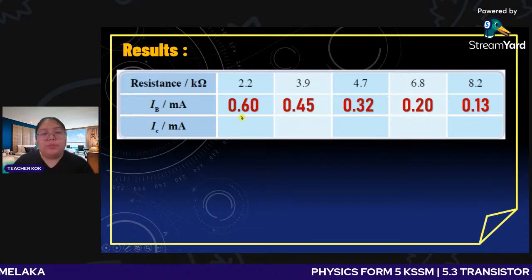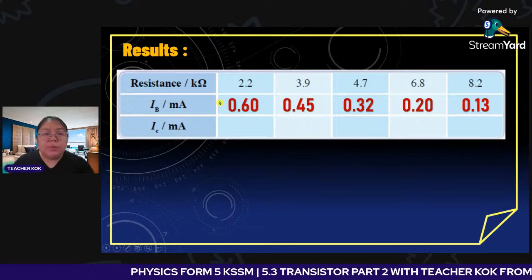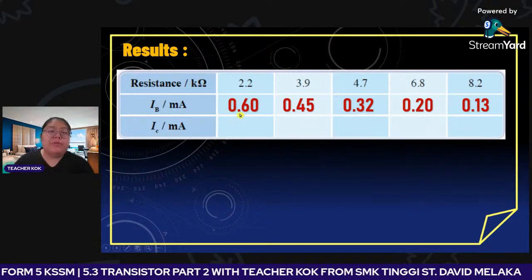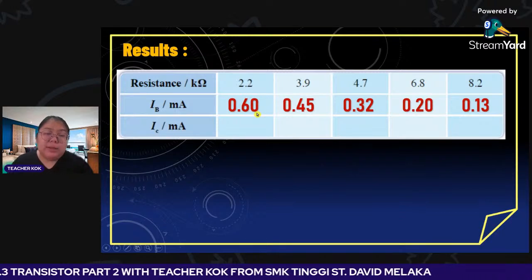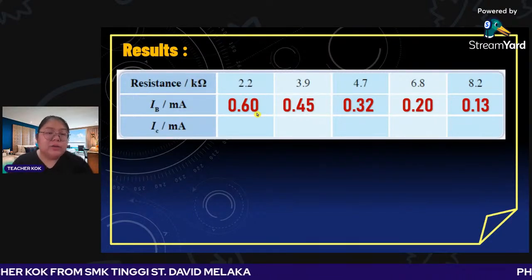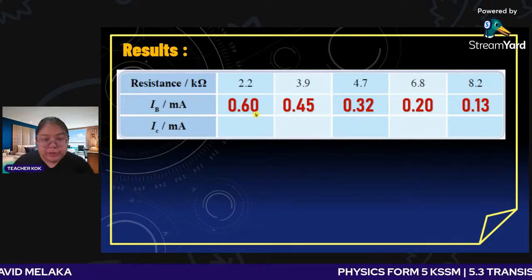Okay, IB drops from 0.6 to 0.13. When 0.6 is the maximum, the highest one, what happened for IC? IC is amplified, so the IC must be more and more. Now we're going to see the result.